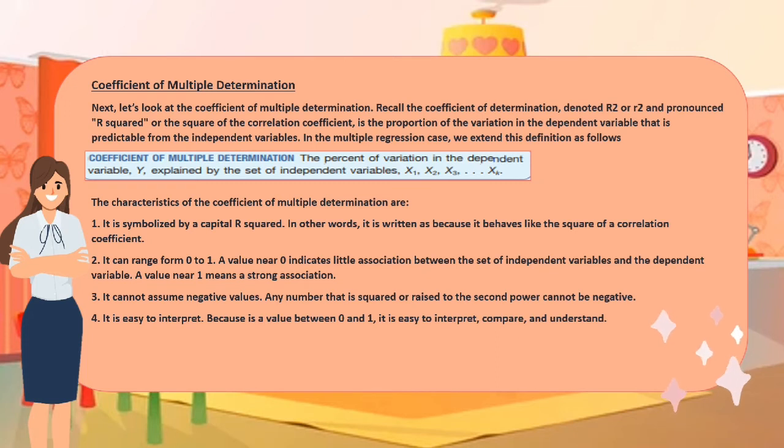The characteristics of the coefficient of multiple determination are: first, it is symbolized by a capital R squared. In other words, it is written as such because it behaves like the square of a correlation coefficient. Second, it can range from 0 to 1. A value near 0 indicates little association between the set of independent variables and the dependent variable. A value near 1 means a strong association. Third, it cannot assume a negative value. Any number that is squared or raised to the second power cannot be negative. Fourth, it is easy to interpret because it is a value between 0 and 1. It is easy to interpret, compare, and understand.